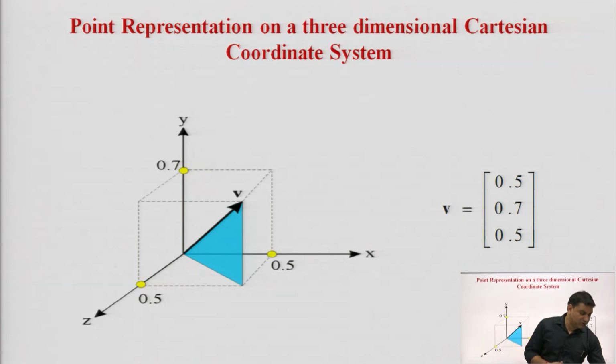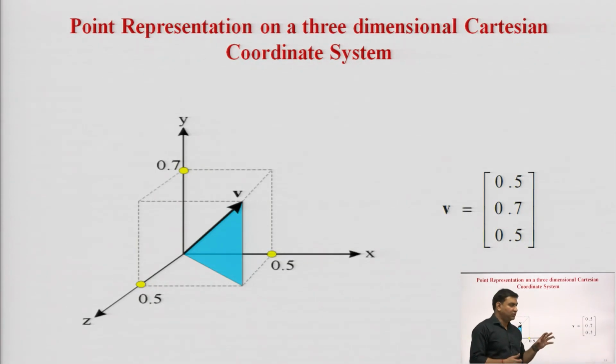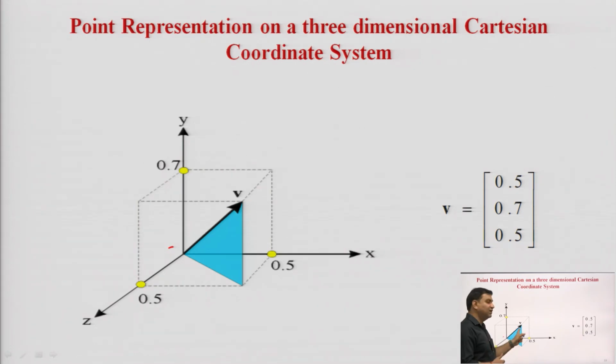And there is also a very good example to denote a point, to denote a vector in the Cartesian coordinate system. And in this Cartesian coordinate system, if we define a vector in terms of x, y and z, then the magnitude of these 3 x, y and z is given as 0.5, 0.7, 0.5. This is the vector v which is denoted in the Cartesian coordinate system.